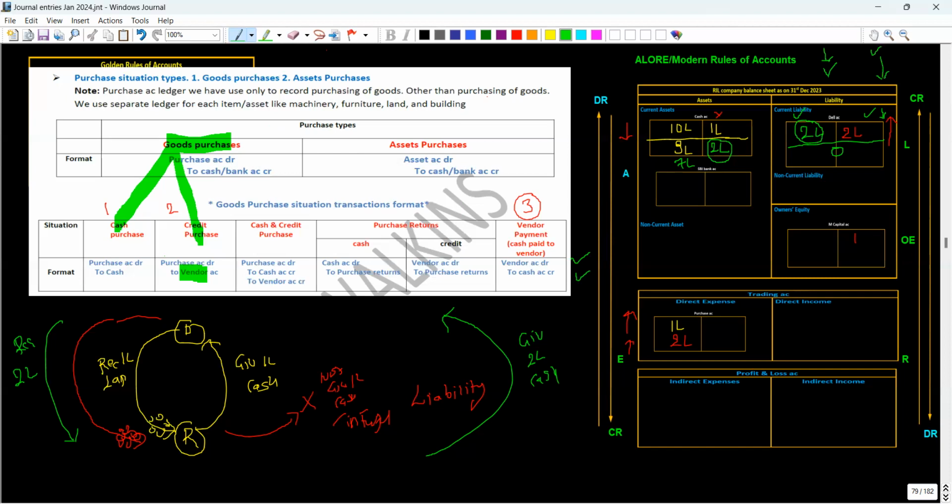Able to follow? Situation 1, 2, 3. These 3 are very easy to understand. Upcoming ones will be a little complicated. First, you should have good clarity on goods, cash purchases, credit purchases and vendor payment. So far, are the 3 understandable? All of you able to follow? Naveen, Sonam, Subbarao and some other candidates. Yes, sir.